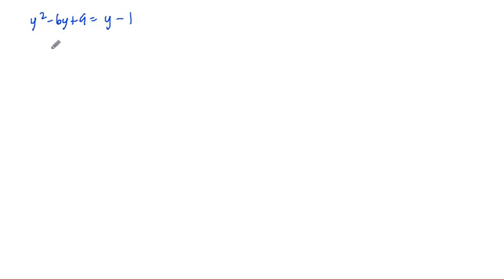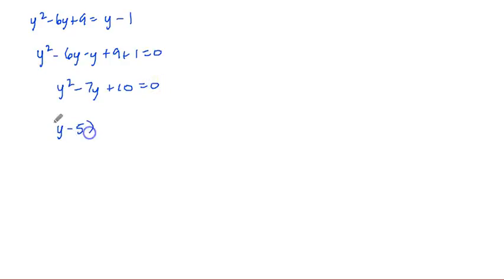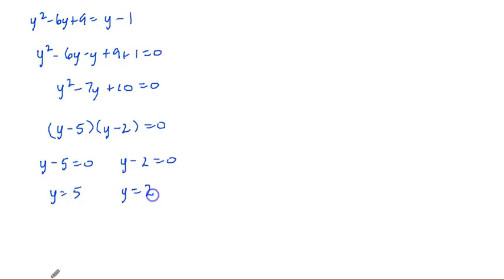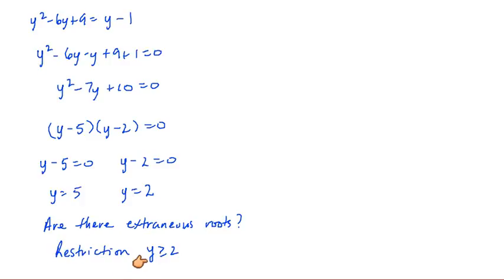For quadratics, we'd like to have them equal to 0, so we've got y squared minus 6y minus y plus 9 plus 1 equals 0. That gives us y squared minus 7y plus 10 equals 0. I'll choose to use factoring: y minus 5 and y minus 2 equals 0. We set each factor equal to 0, giving us y equals 5 and y equals 2. Our restriction was that y had to be greater than or equal to 1, and both of these satisfy it.